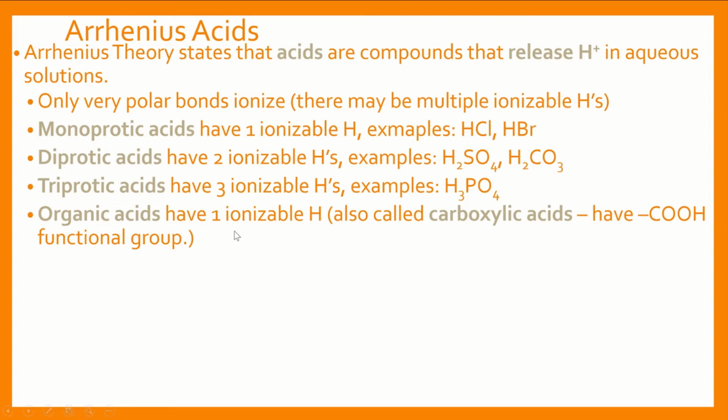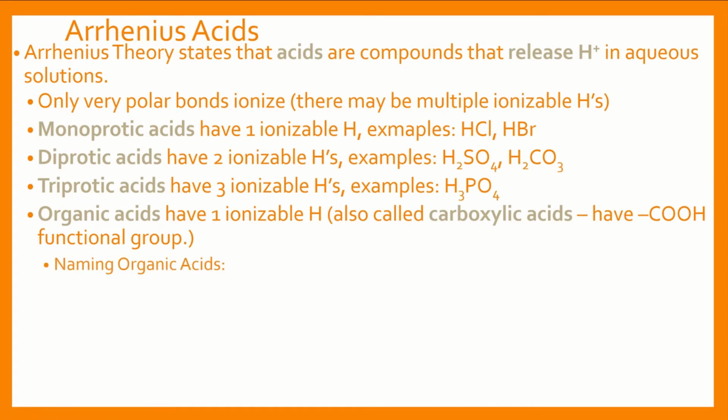Organic acids have only one ionizable H, so they're monoprotic acids. We also call them carboxylic acids. You've perhaps looked at them in biology or the PBS courses that you're in. Carboxylic acids have a COOH functional group: a C that is double bonded to an O and single bonded to an OH. And that H is ionizable. It can come off.